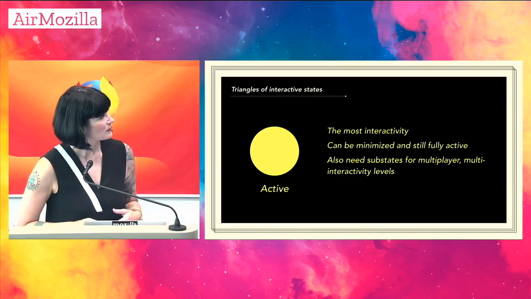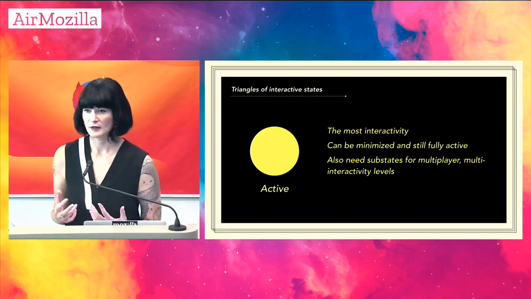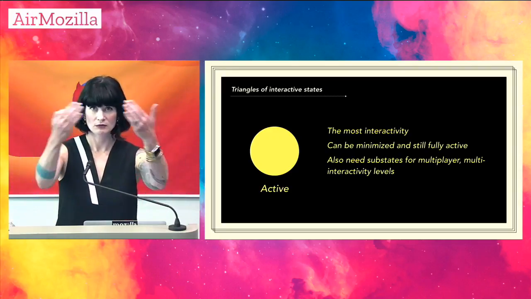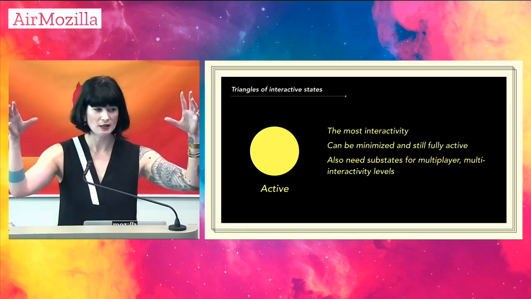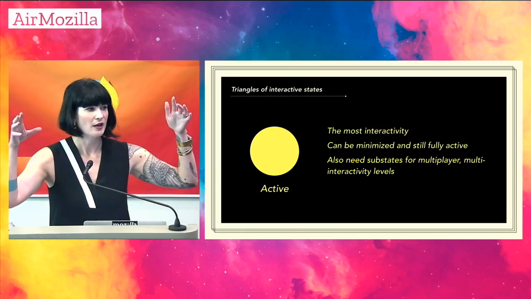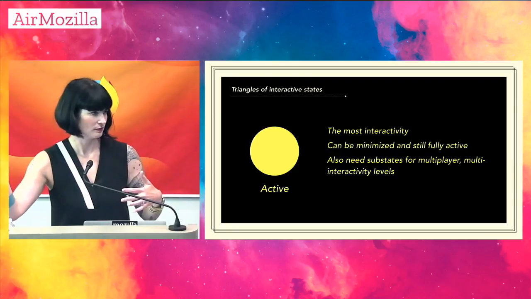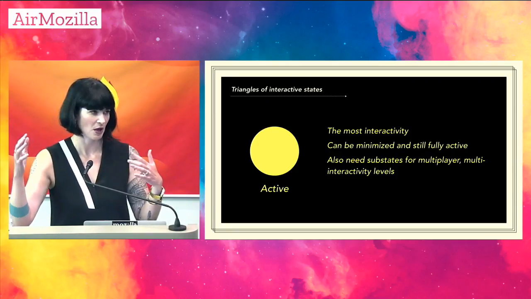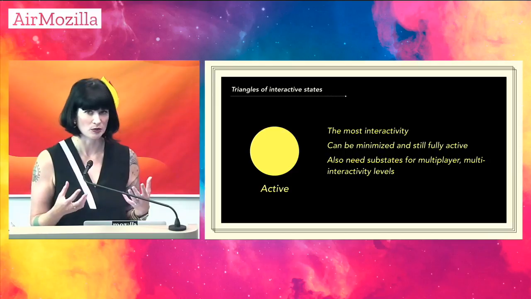It will also need substates for multiplayer and multi-interactivity levels. So again, we're sitting there watching HBO. We're facing the same direction. Both of our apps are pinned to the same location, but I'm browsing and you're watching. Right, so different states of the same app at the same time that's being shared concurrently with multiple users.